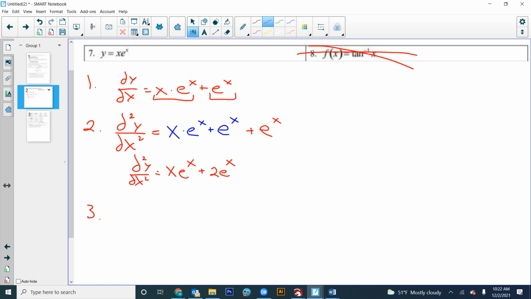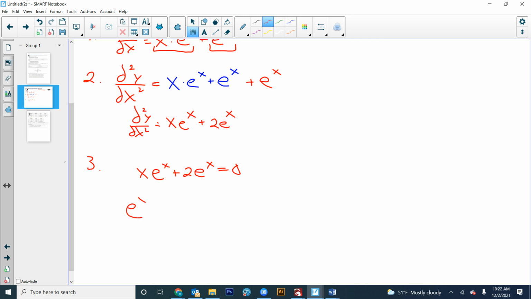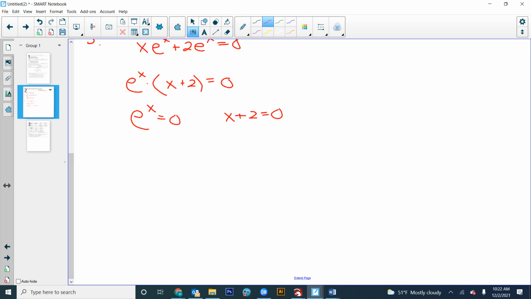What's step 3 in this process? So the second derivative equal to 0. So x e to the x plus 2e to the x equals 0. I'm going to factor out an e to the x. I'm left with x plus 2. I have two factors. I'm going to set them both equal to 0. E to the x equals 0. And x plus 2 equals 0. And these are going to give me, what are they called again? Possible points of inflection. Not guaranteed.